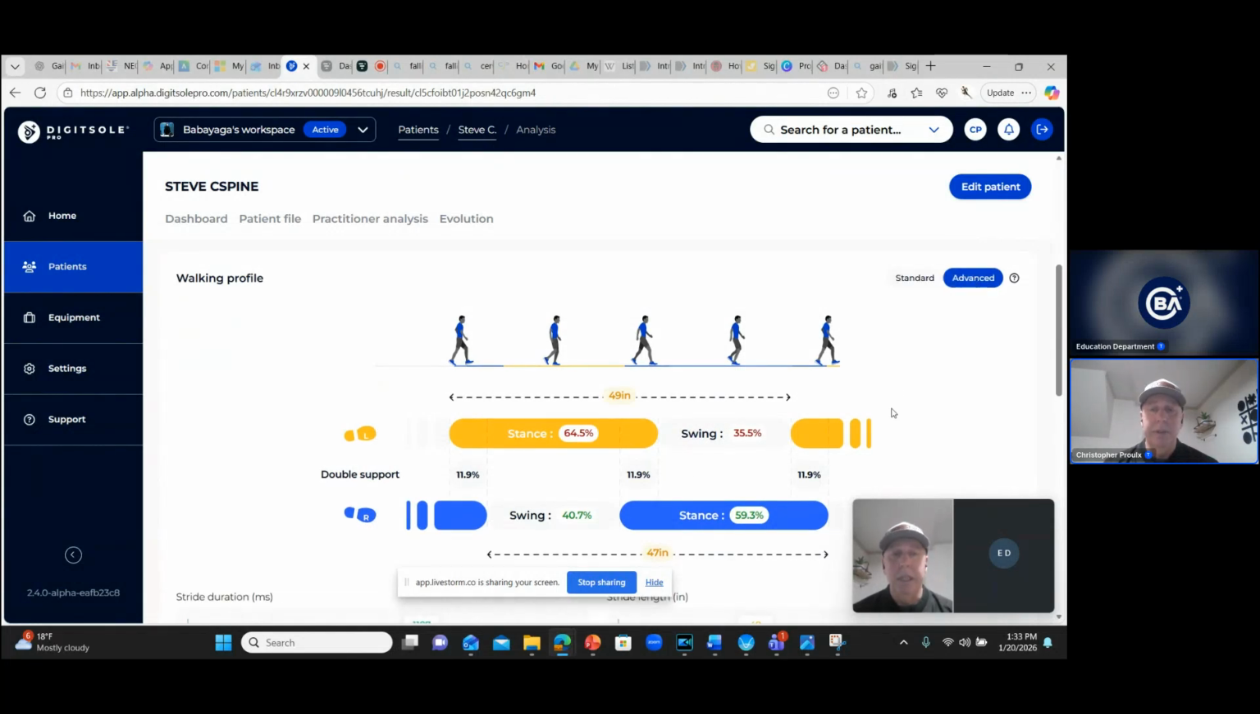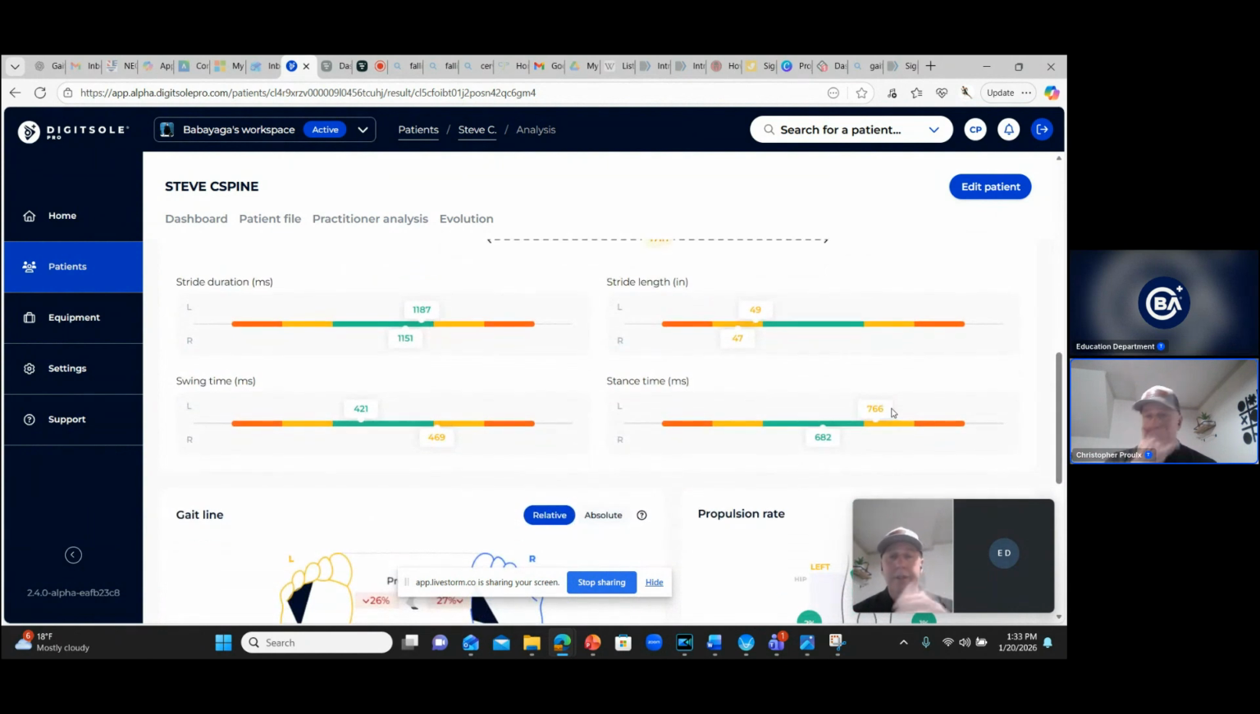So if you click on advanced, this is again where the AI piece comes in. And this is what's good, because it not only tells us what's normal or abnormal, it tells us which side, and it tells us if it's high or low. So we see that his stride duration is actually normal, relatively speaking. His swing time is normal on that left side, but it's really long on the right side. And the reason for that is, again, he's holding it back. So he has to compensate for where he's lacking on the opposing side.